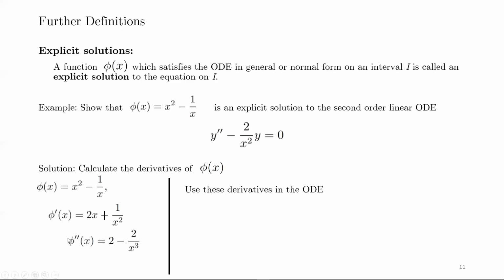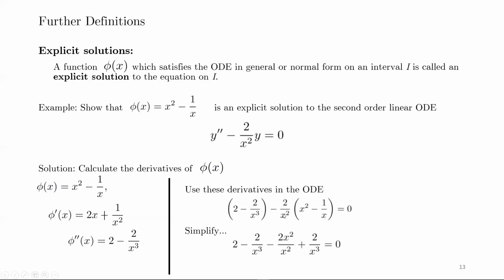So phi double prime we're going to put in place of y double prime, and phi we're going to put in place of y. If we do that, we get, well, y double prime, or phi double prime, is 2 minus 2 over x cubed. So we've got 2 minus 2 over x cubed here, minus 2 over x squared, times y, or in this case phi. So x squared minus 1 over x, you can see here x squared minus 1 over x. Okay, and we want to show that that left hand side is equal to 0.